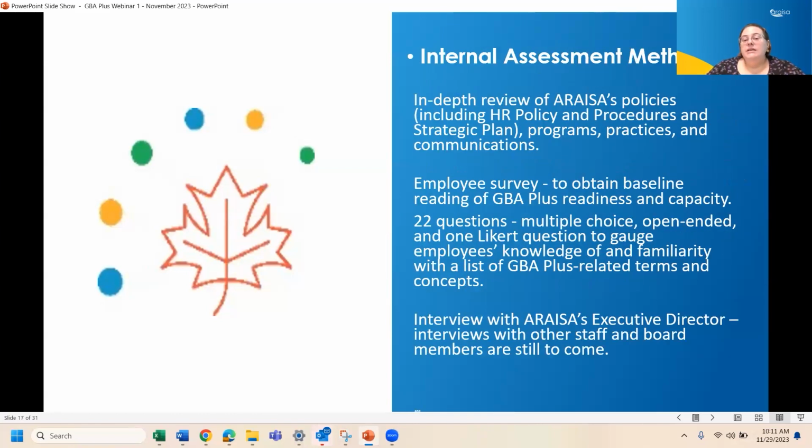So here at ERASA, this included doing an in-depth review of our policies, including our HR policy and procedures and strategic plan, our programs, practices, and communications. An employee survey was also administered to obtain a baseline reading of GBA Plus readiness and capacity. It included 22 questions that were multiple choice, open-ended, and 1 Likert question to gauge employees' knowledge of and familiarity with a list of GBA Plus related terms and concepts.